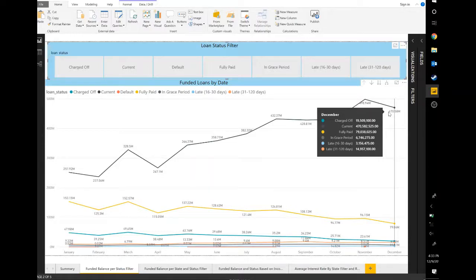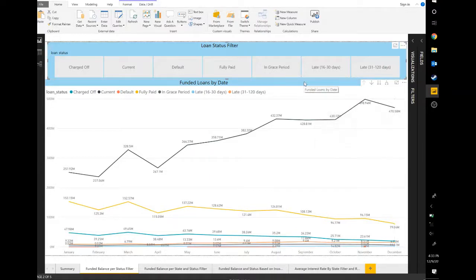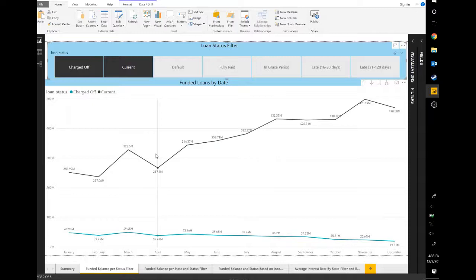With this graph, we are able to see the breakdown. Out of $594 million, we see that $19 million was charged off and $471 million is current. The user can further filter and potentially find relationships between each loan status. In this case, we can click on the current balance and charged off amount, and we can see the trends related to those statuses.